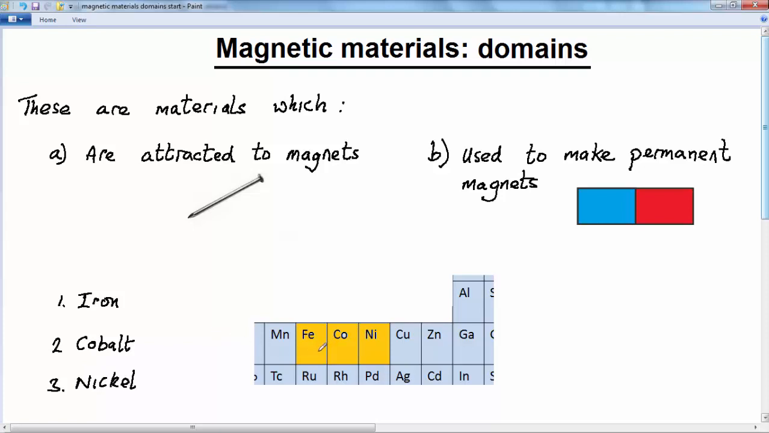Now they are magnetic materials because they are all ferromagnetic. And as you'll know, ferrous is the Latin for iron. And so iron was the first ferromagnetic material to be discovered. Well, cobalt and nickel are also referred to as ferromagnetic materials because they all possess the same property, which is called ferromagnetism. So in order to understand why these materials are ferromagnetic, why they are attracted to magnets and why they can be used to make magnets, we need to understand a little bit more about ferromagnetism.